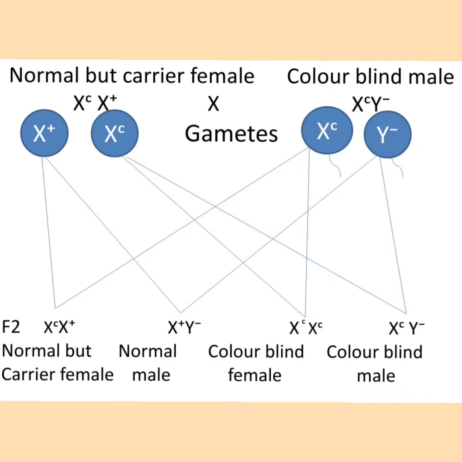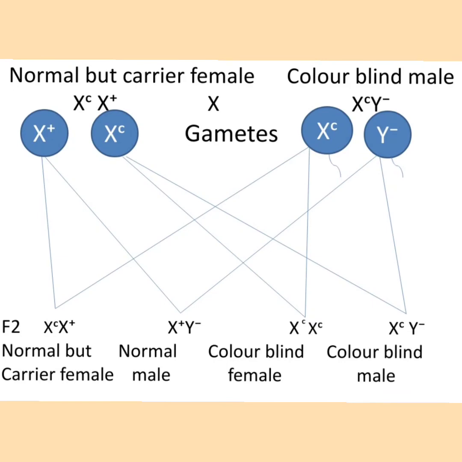sperm with the colorblind allele. The normal but carrier female produces gametes with one colorblind allele, X^C, and one normal gamete, and the colorblind male will have sperm with an X chromosome carrying the colorblind allele and a Y chromosome sperm, and the F2 generation will produce a normal but carrier female, a normal male, a colorblind female, and a colorblind male.